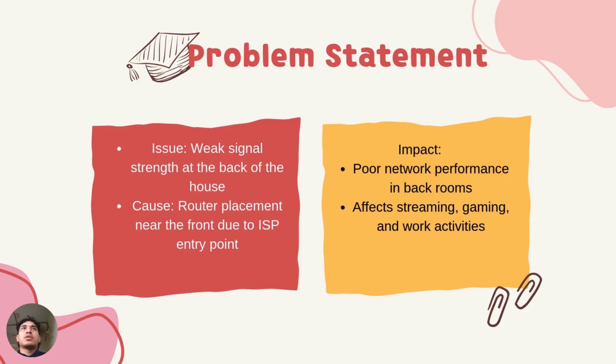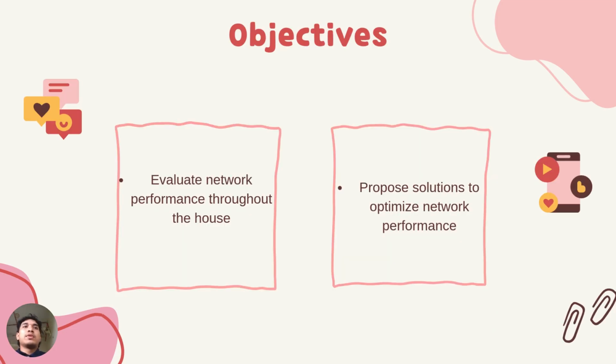Unfortunately, this placement causes serious signal attenuation towards the back area, where Wi-Fi can barely struggle through the walls and the structural barriers. This results in poor network performance and low data throughput, especially in rooms or spaces that are further from the router. For the objective, it is to evaluate network performance throughout the house and to propose solutions to optimize the network performance.